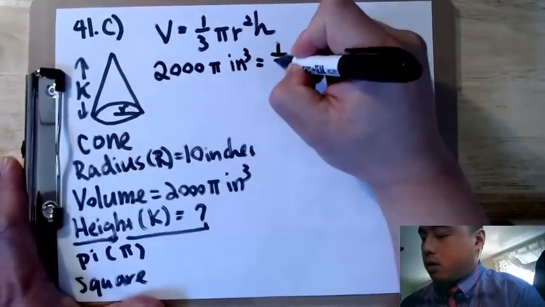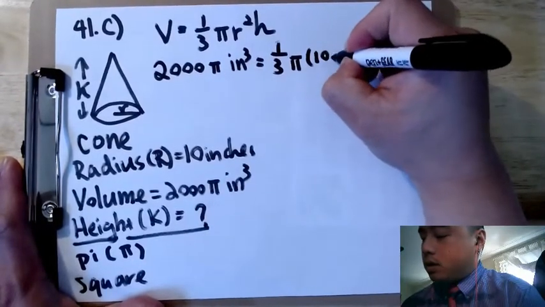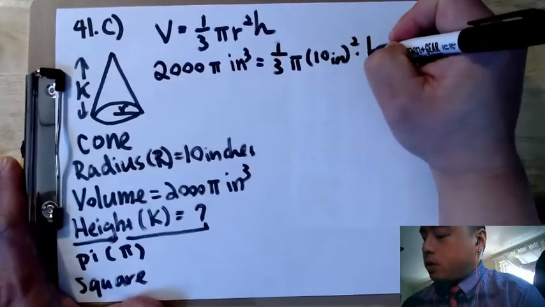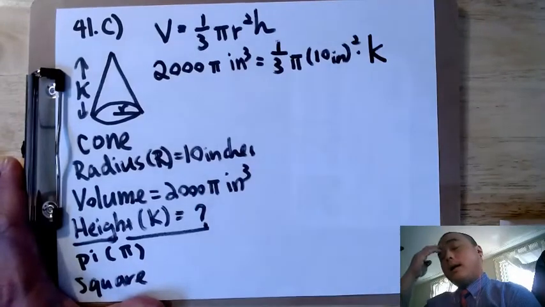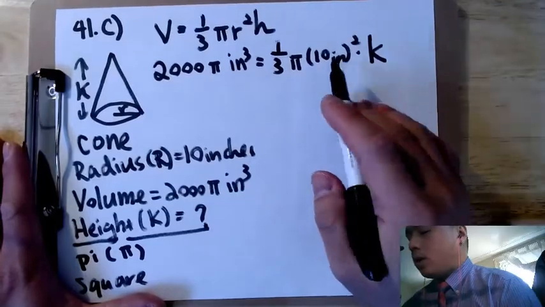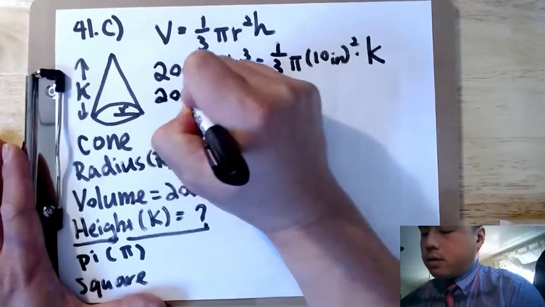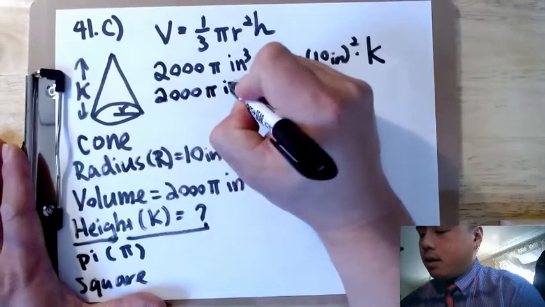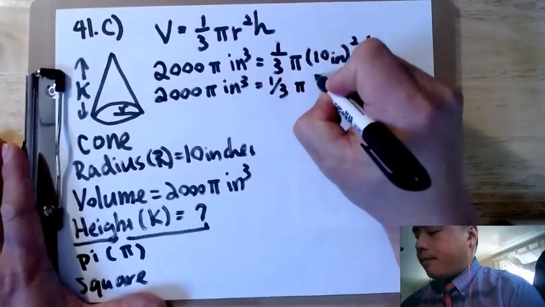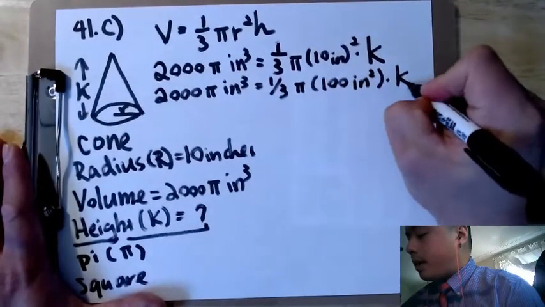So 1/3 pi, we know that the r is 10 inches squared, multiplied by, let's just use k, to be consistent with the problem statement, so that we don't get confused at the end. So that just multiplied the 10 inches out. So 2,000 pi cubic inches is equal to 1/3 pi, 100 square inch, multiplied by k.